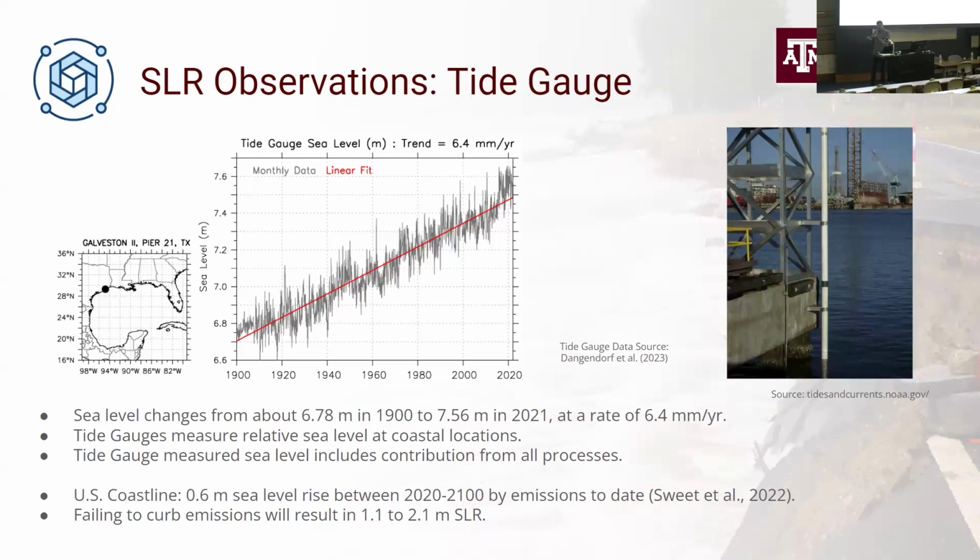If the land is subsiding, that also can contribute to the sea level. If the water level is increasing due to ice melt or glacier melting, that also can contribute to the sea level variation here. So the tide gauge measurement includes the contribution to the sea level from any single force that we can think of.